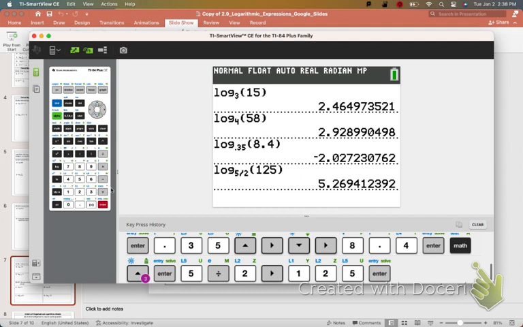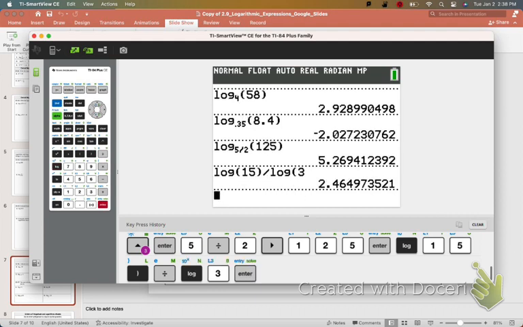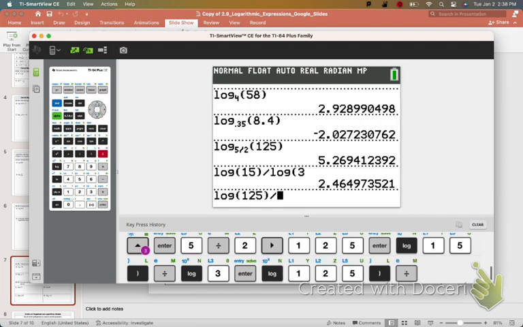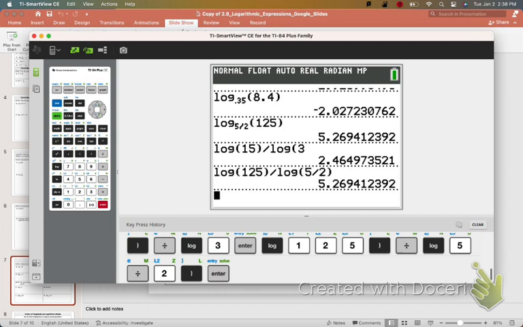If you don't have the TI-84 or anything higher, you do have to do change of base formula, which for log base 3 of 15, you could just do log of 15. Remember, your base goes in the basement, so log of 3. So then on my calculator, I would type in just log 15, because the 83s do have the log button, divided by log of 3, and we get that 2.46. So if I want to do the log base 5/2, I would do log of 125 divided by log of 5/2, and then it gets you the 5.2694.